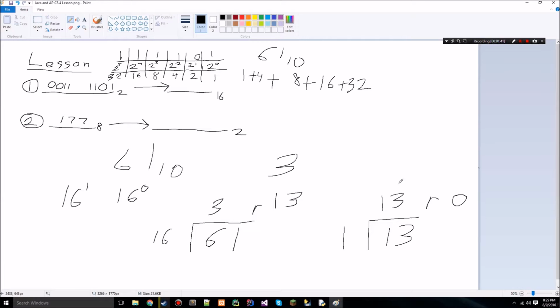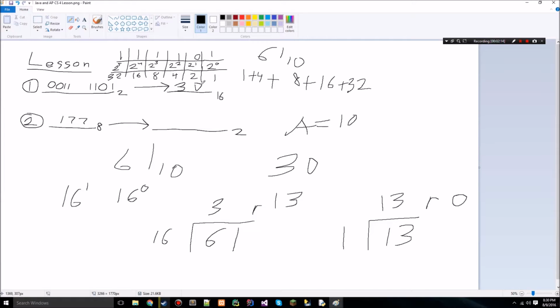And how we represent 13 in base 16, remember A equals 10, and B would equal 11, C would equal 12, and D would equal 13. E would equal 14, and F would equal 15, of course. So we have 3D for our answer.